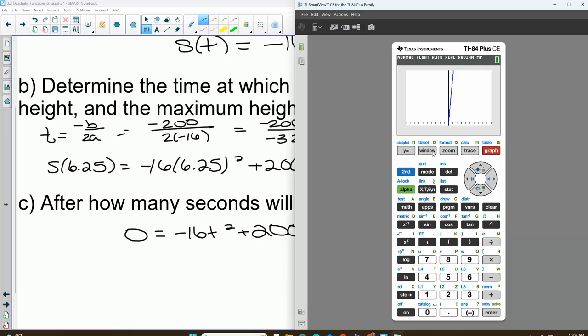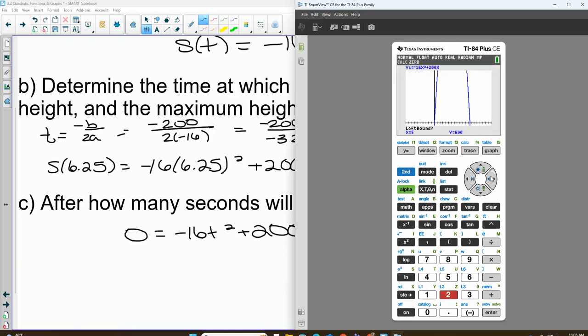If we just hit graph, am I seeing everything? No. So you can have a couple different options. You can adjust your window if you wanted. It looks like I need to see more, so I might make my x max 20. We don't even have to see the top here because I'm trying to find when it hits the ground. So if I make my x max 20, it would show me what I needed. We're looking for this point here when it hits the ground. So what do we do? Second trace, we're looking for a 0.